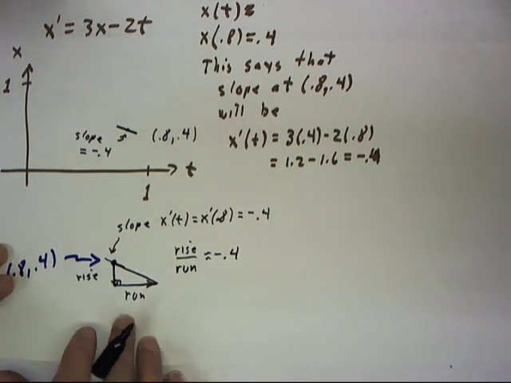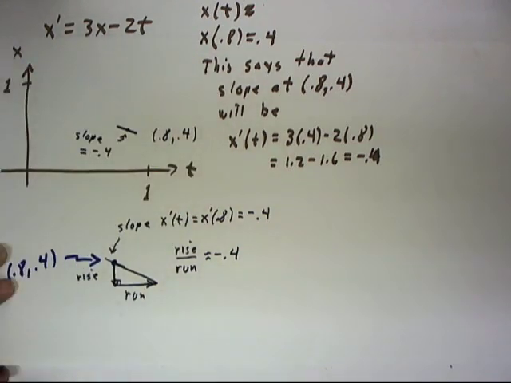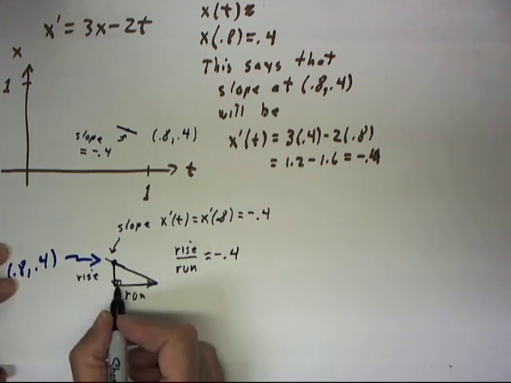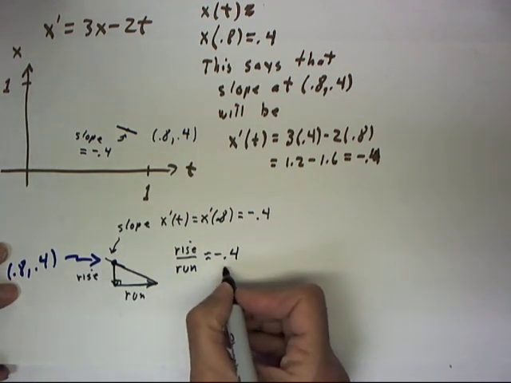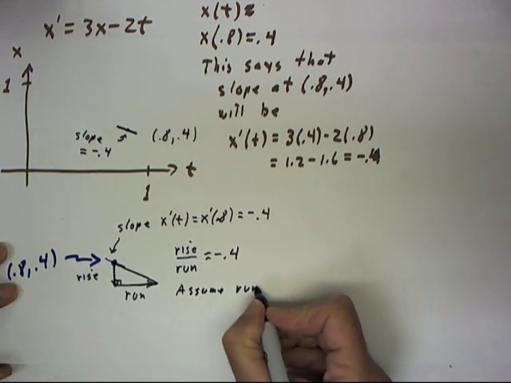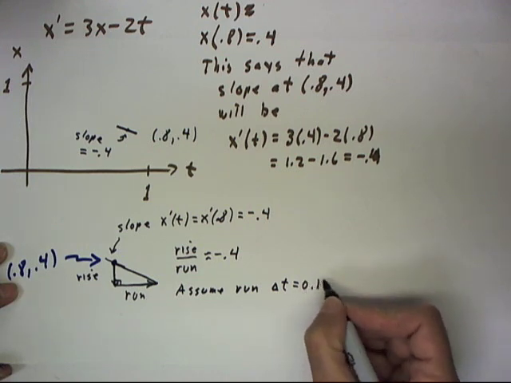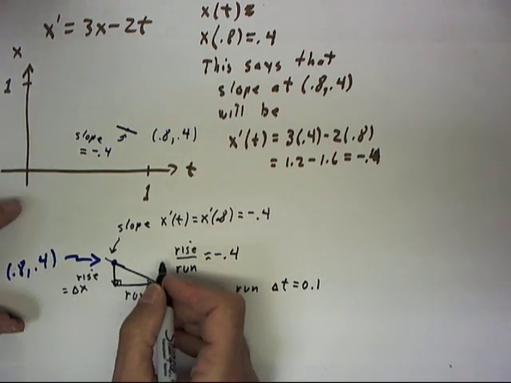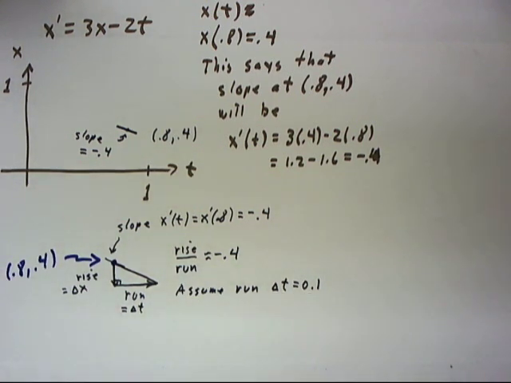But we know that because of this relationship, when x and t start changing, our x prime is also going to change, so that the rise over run won't remain negative 0.4. However, if we run just a little bit and rise just a little bit, the slope is not going to vary too significantly. So let's assume a relatively small run of delta t equals 0.1. Now our rise is our change in the x-coordinate, because our x-coordinate is being represented by the vertical axis, and our run is the change in our t-coordinate. So we're assuming the run delta t is 0.1.